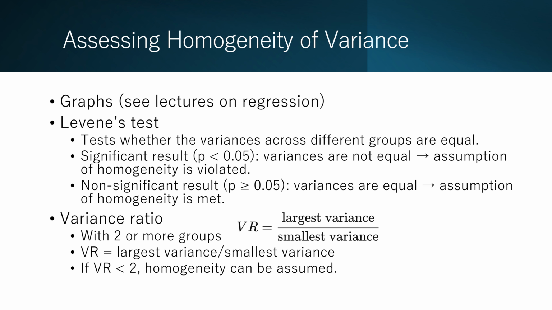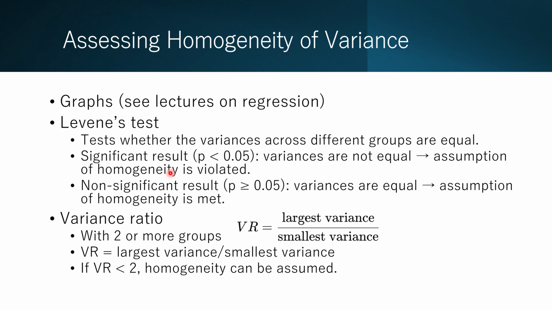Next is assessing the homogeneity of variance. That is Levene's test. The assumption is crucial for the t-test and ANOVA. There are several ways to check it. The first is graphical inspection. The second is Levene's test. And the third is the variance ratio.